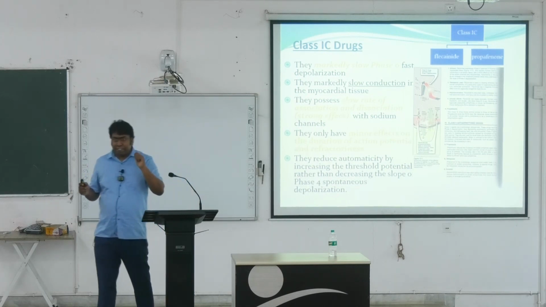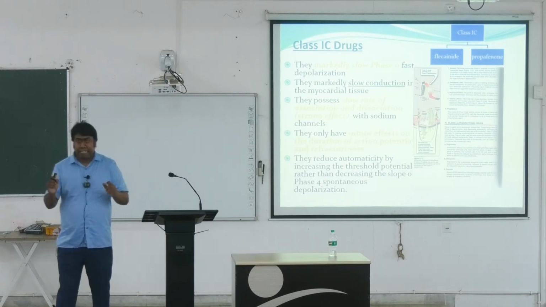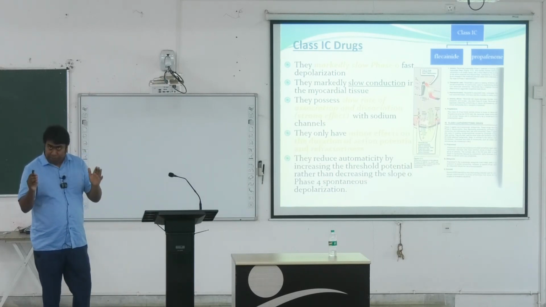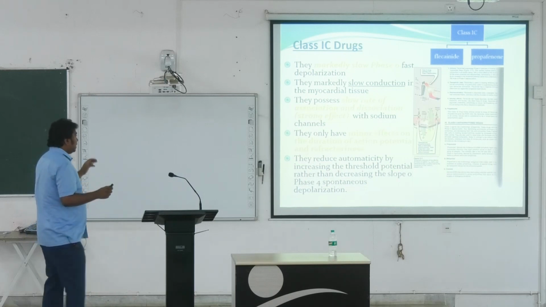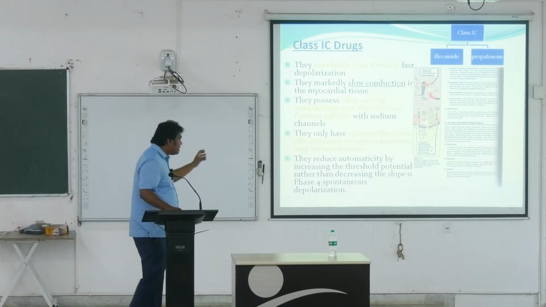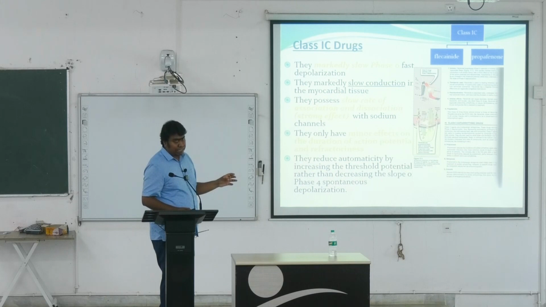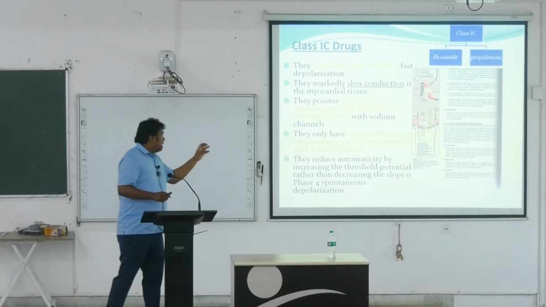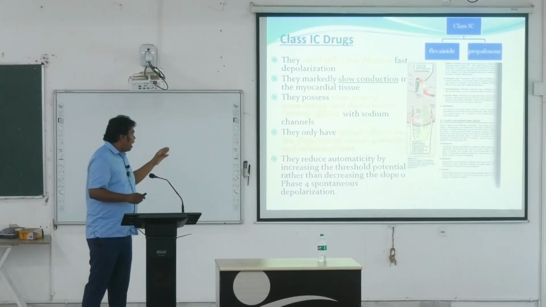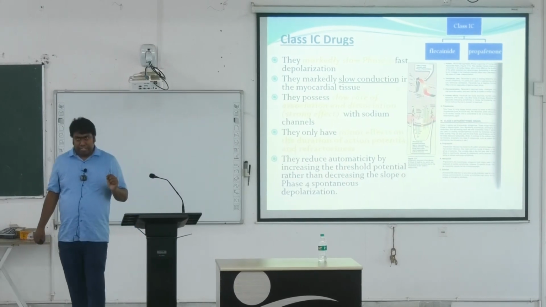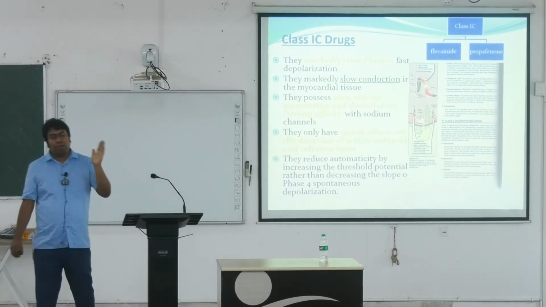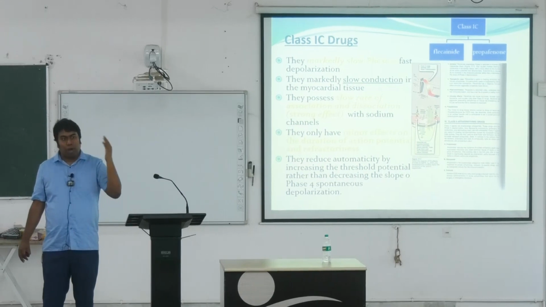Phase 0 conduction less in the effective refractory period. They reduce the automaticity by increasing the threshold potential rather than decrease the slope of phase 0 and phase 4 spontaneous depolarization. Here this is the difference from the phase 1C from the 1A.